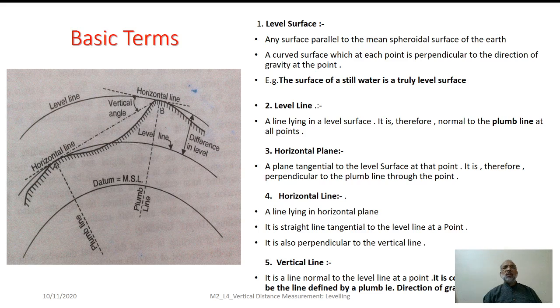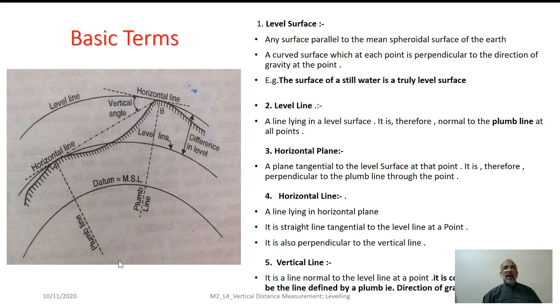Let's try to understand about the basic terms. The first definition is of level surface. The earth is not exactly sphere. It can be treated as some spheroidal surface so as to define certain surface parallel to this particular assumed mean spheroidal surface. Such surface is nothing but level surface.